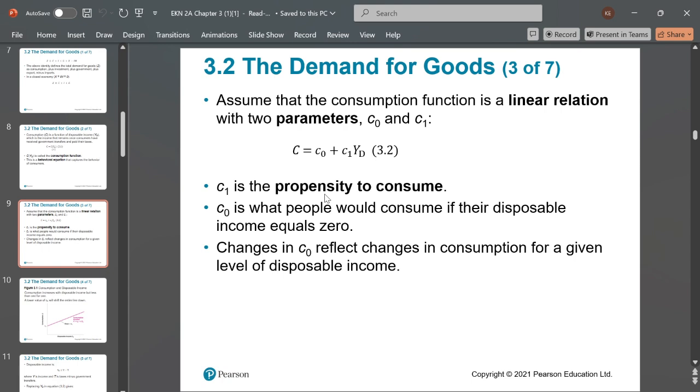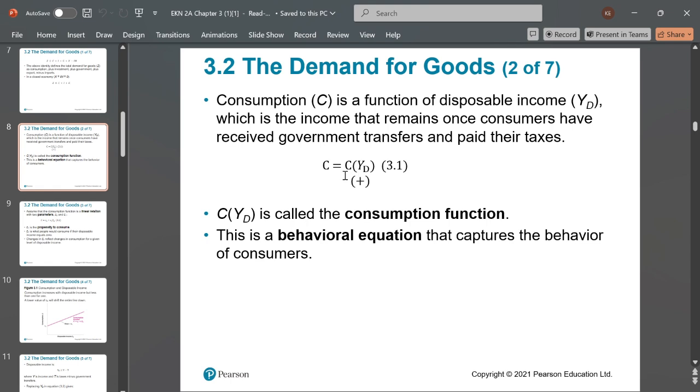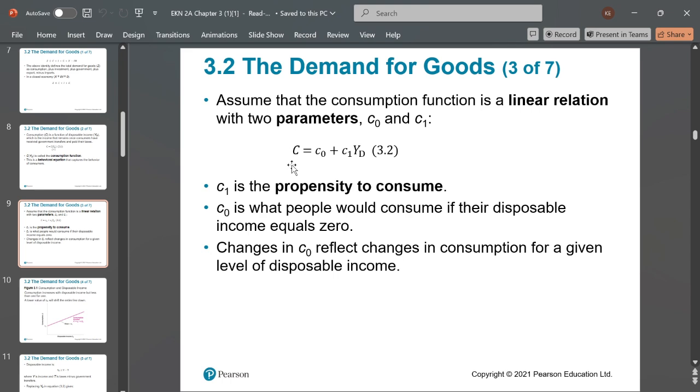Then we move to the calculations. So C is equal to, remember we said that C is a function of its own. So it's equal to C of YD, a function of the disposable income. But now let's get into the actual calculations. So consumption is equal to the autonomous consumption, which is C0. So I'll take it back a little. Autonomous consumption is basically the consumption that you have even when your income is equal to zero.